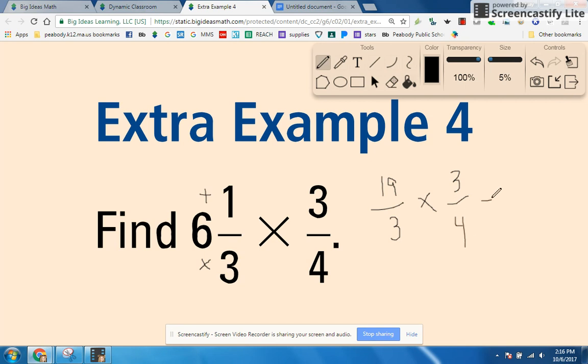Now I want to see if I can cross cancel. If I look diagonally across, I have the same number. Every time you have the same number, you can cross them out and make them ones because that means you can divide it by itself. 19 and 4, there's nothing I could divide them by. So I'm going to do 19 times 1, which is 19, and 1 times 4, which is 4. And you can leave your answer improper, so that would be your final answer. Okay, I'm going to give you some to try.